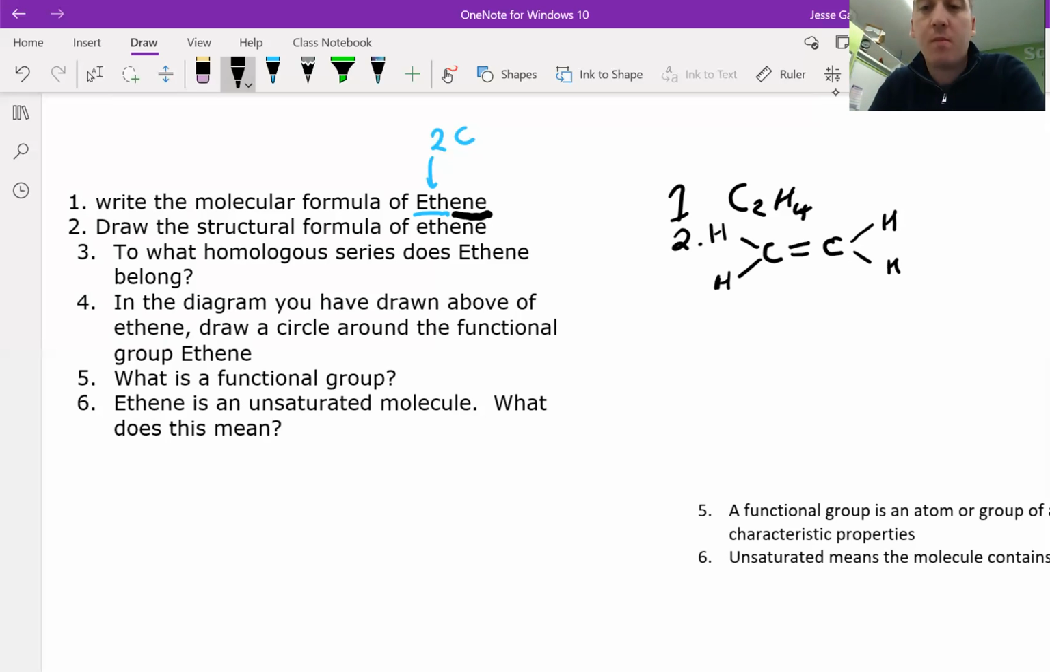Each carbon now has 4 bonds around it, which is the key thing, because carbon is in group 4, has 4 valence electrons. It must make 4 covalent bonds. So each carbon has 4, and we're pretty happy about that.